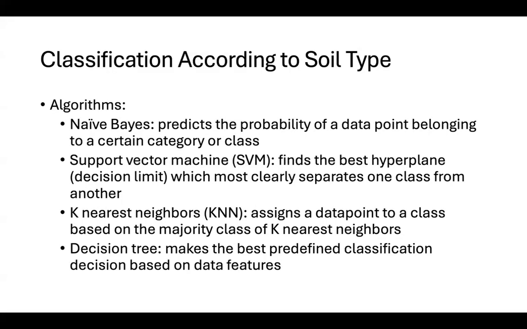The first step, which focuses on classification according to soil type, uses the following algorithms. The naive Bayes algorithm, which predicts the probability of a data point belonging to a certain category or class. Support vector machine, which finds the best hyperplane or decision limit, which most clearly separates one class from another. K-nearest neighbors, which assigns a data point to a class based on the majority class of some number k nearest neighbors. And decision tree, which makes the best predefined classification decision based on data features.